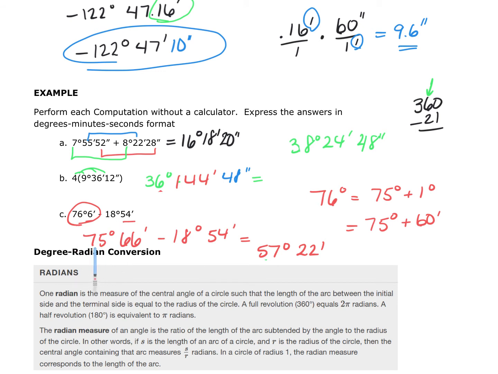Now, it's not always true. If this would have been 5 degrees, then I still would have had to borrow, but I'm just going to end up with a negative number, a negative rotation, if you will, when I get done.